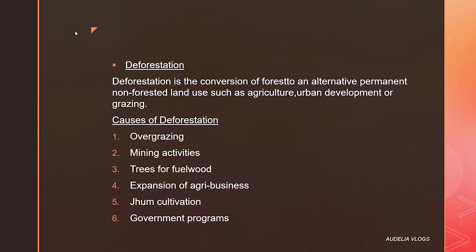Now, what is deforestation? Deforestation is simply cutting down the trees. Actually, it's the conversion of forest into an alternative permanent non-forested land use, such as agriculture, urban development or grazing. Once we cut down the trees, what and all happens? It's very dangerous. What are the causes for deforestation?